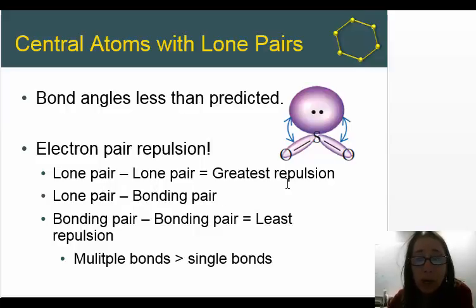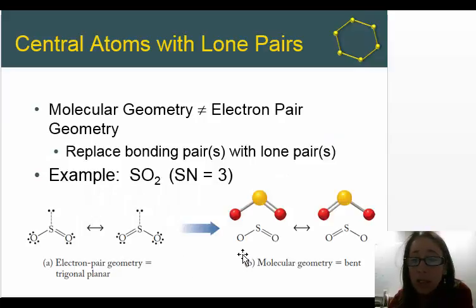So lone pair to lone pair would have the greatest repulsion. Lone pair and bonding pair would have the next amount of repulsion. Bonding pair and bonding pair have the least amount of repulsion, and multiple bonds are going to repel more than single bonds because there are more electrons in that bond. So if we look at what the bond angle would be here in sulfur dioxide, to be absolutely correct, we would say less than 120 because of the presence of that lone pair, which is fluffy and repels more and pushes these 2 bonding electron pairs closer together.